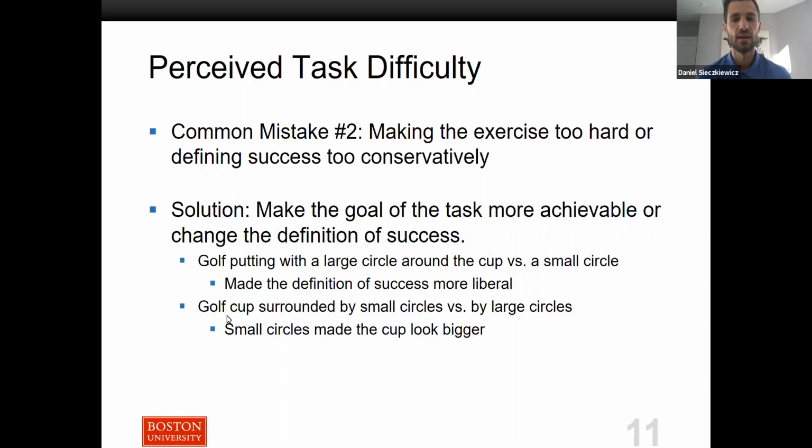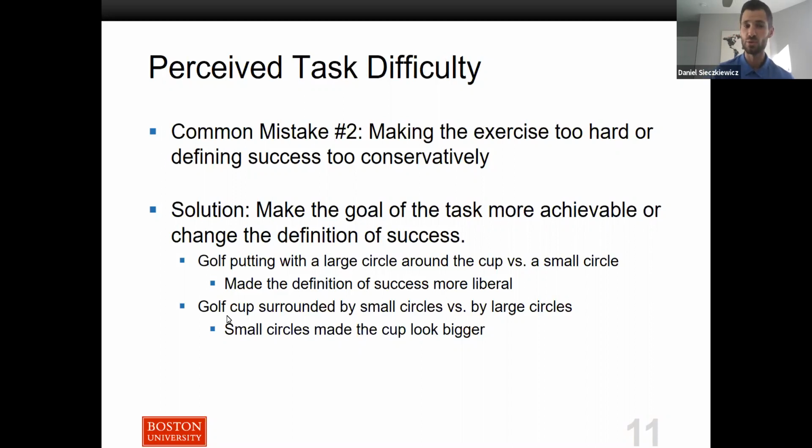So experimentally, golf putting with a large circle around the cup versus a small circle around the cup, and asking the putter to try to get the ball within the circle around the cup, they made the definition of success more liberal, and in doing so, increased the chance of success, and those who had the larger circle around the cup performed better on a retention test of putting.